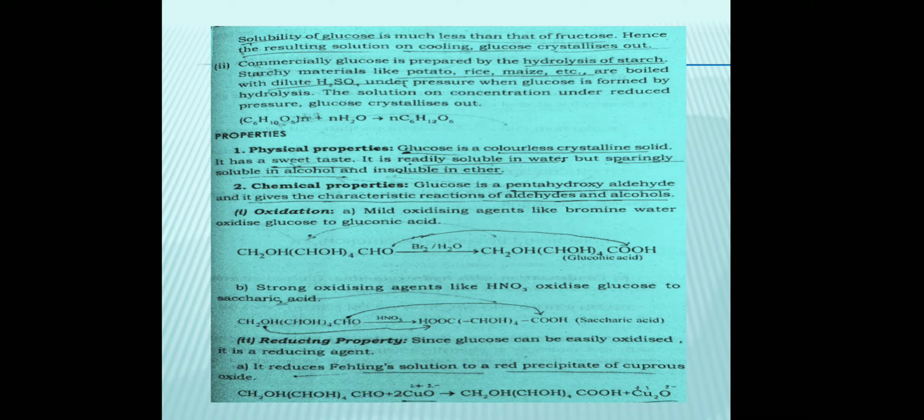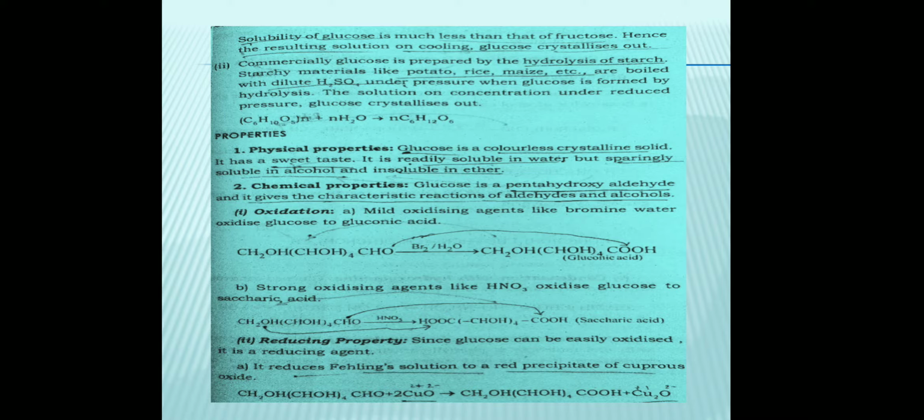Properties of glucose. Physical properties. Glucose is a colorless crystalline solid, has a sweet taste, is readily soluble in water, sparingly soluble in alcohol but insoluble in ether. Chemical properties. It is a pentahydroxyaldehyde and gives characteristic reactions of aldehydes and alcohols.